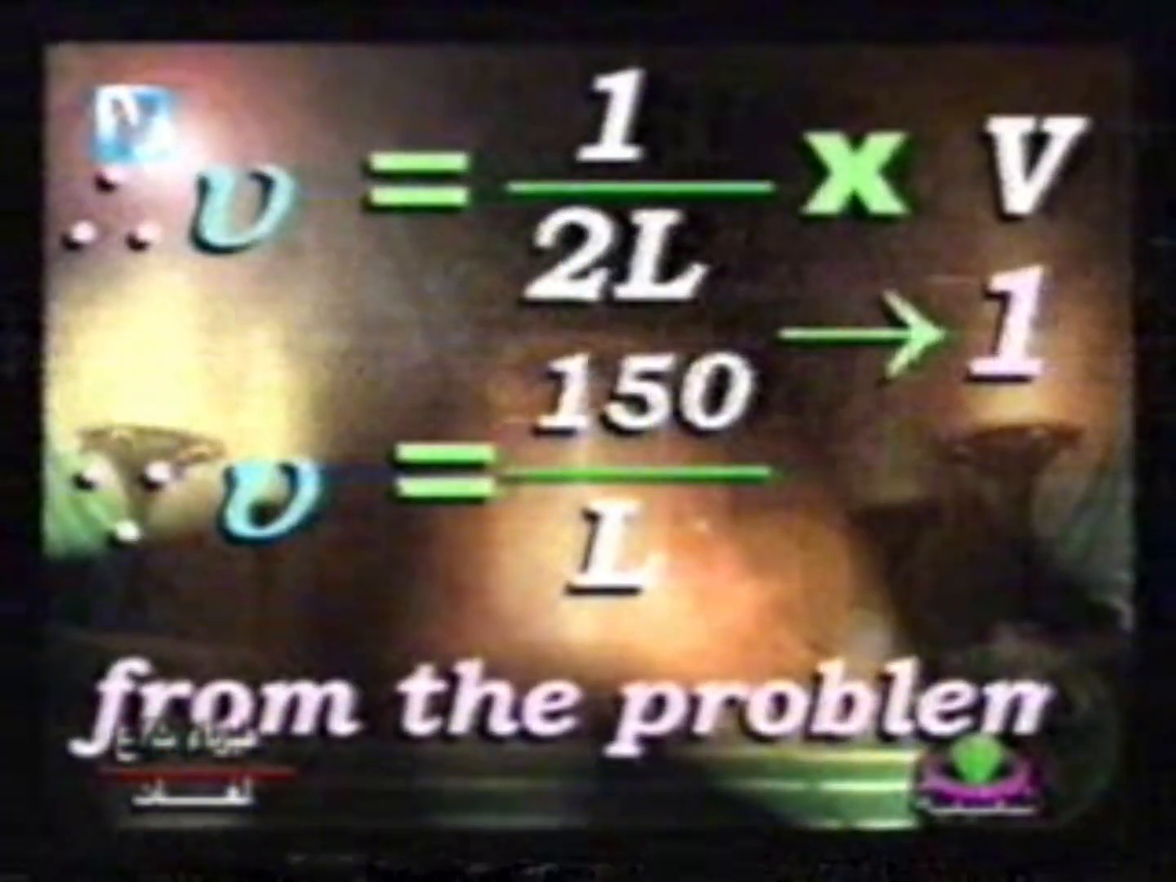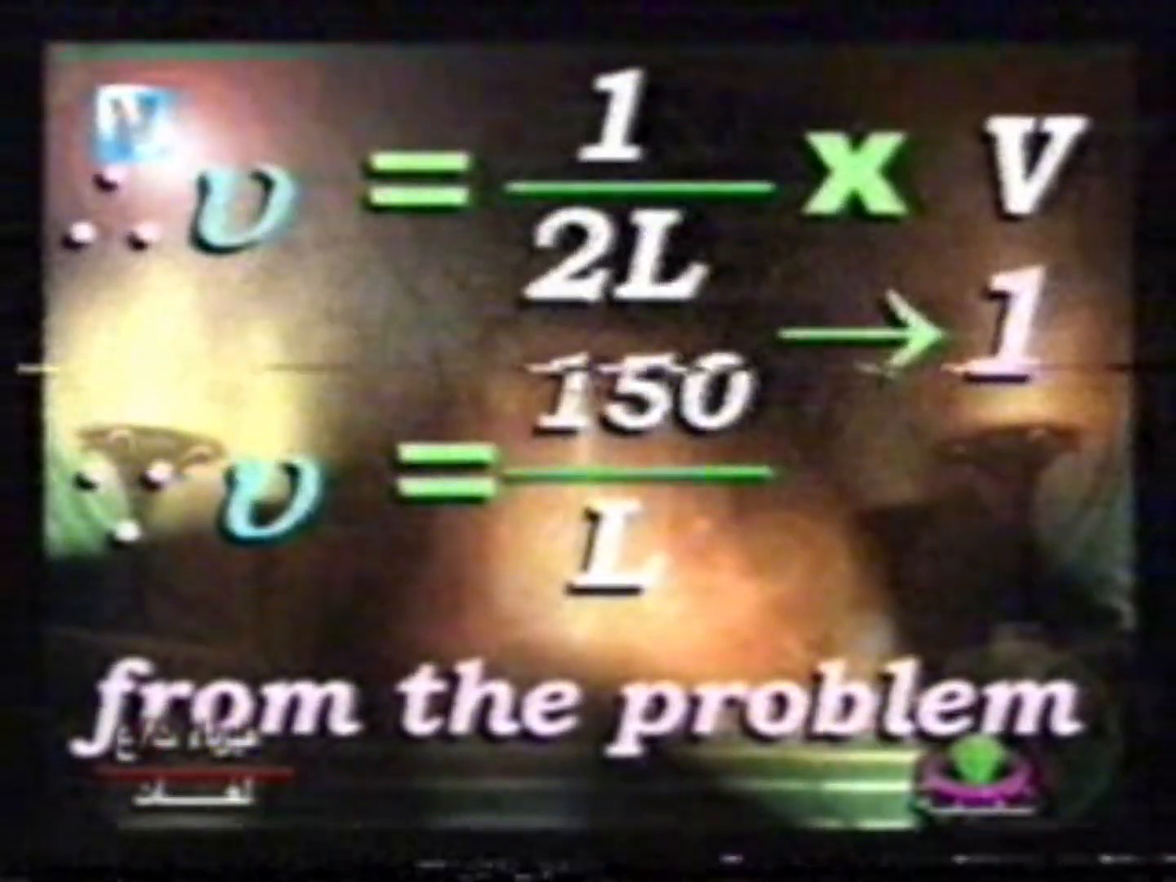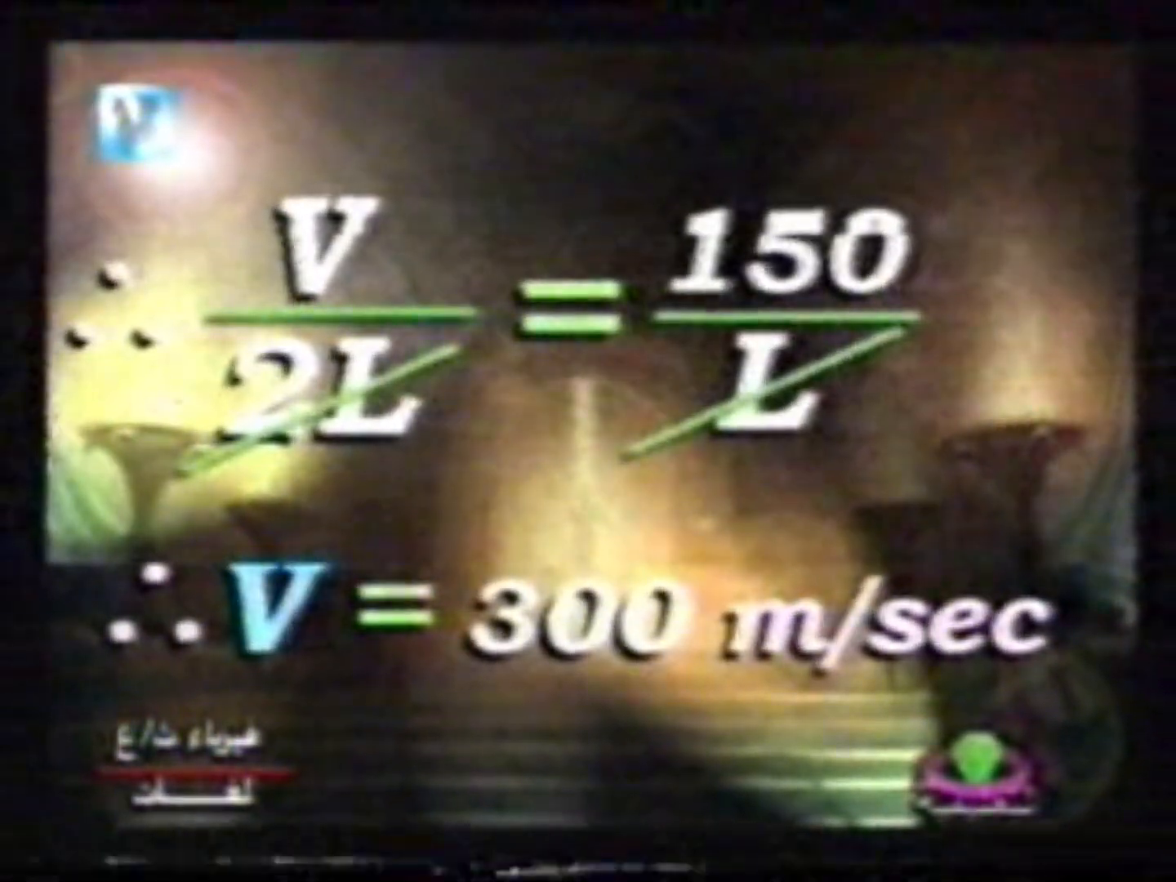Since nu equals 1 over 2L times v, but from the problem nu equals 150 over L. From these two equations, it is clear that v over 2L equals 150 over L. We can cancel L from both sides of the equation. Therefore, V equals 300 meters per second.